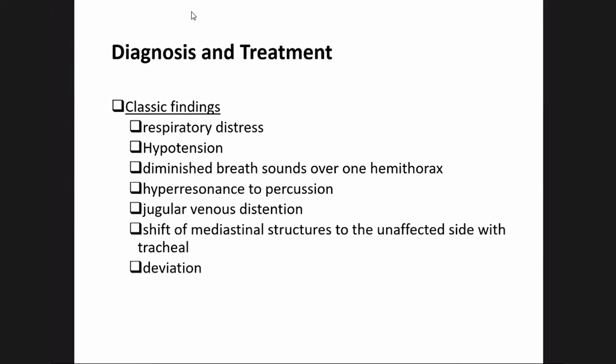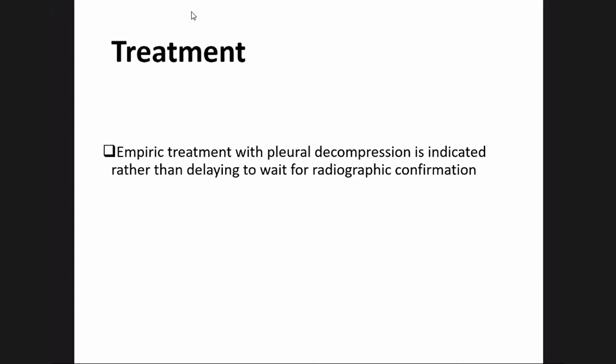For the diagnosis and treatment naman of obstructive shock, classic findings are respiratory distress, hypotension, diminished breath sounds over the hemothorax, hyperresonance to percussion, jugular venous distension, shift of mediastinal structures to the unaffected side with tracheal deviation. For treatment naman, empiric treatment with pleural decompression is indicated rather than delaying it for radiographic confirmation.